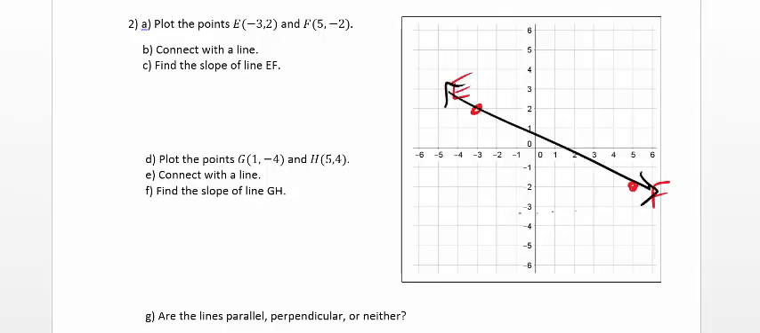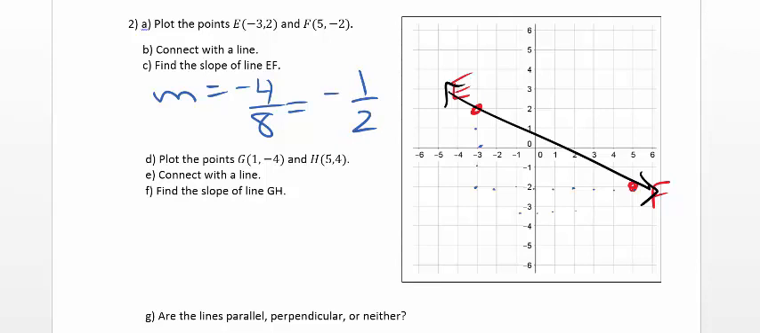Now I'm going to find the slope of EF, and I can see that the line is coming down left to right, so I'm going to come down 1, 2, 3, 4, and that's going to be a -4, and then I'm going to go across 1, 2, 3, 4, 5, 6, 7, 8 to get to F. So I had a run of 8, and -4 over 8 simplifies to be -1/2.